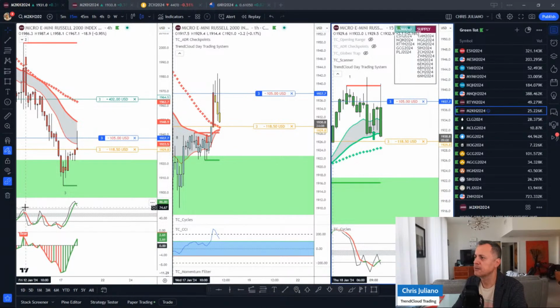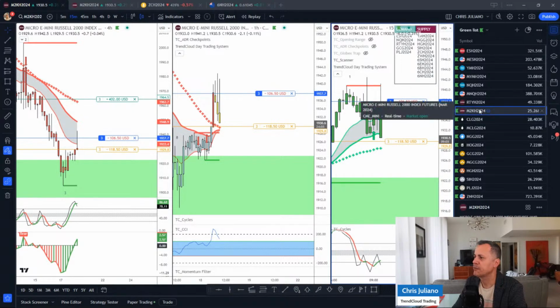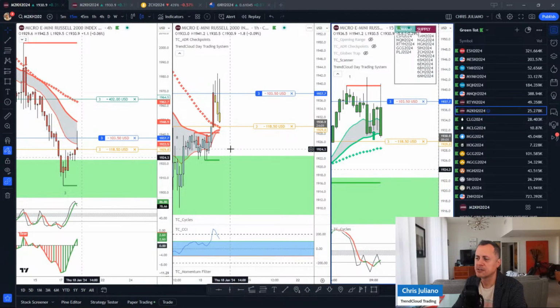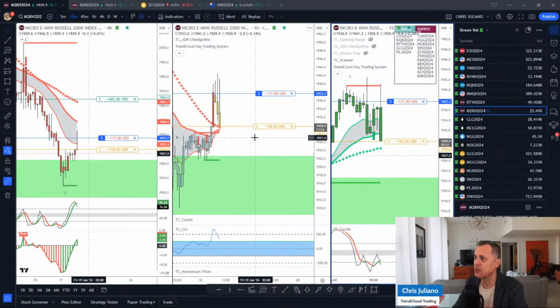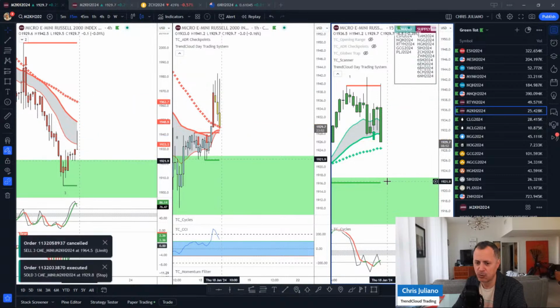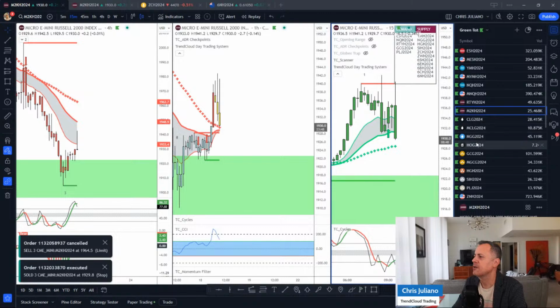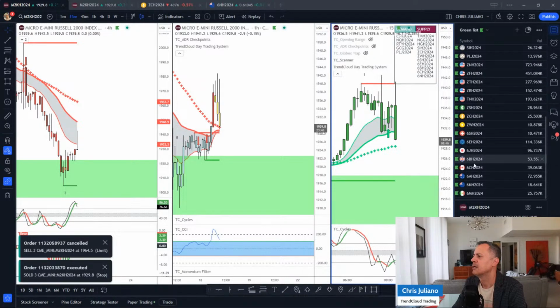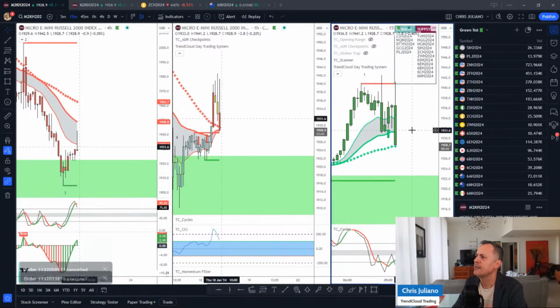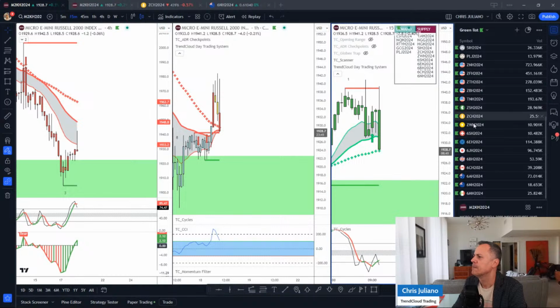Yep, not looking good. Not looking good for the micro Russell to the long side just yet. We lost that plus sign and major pullback here. Boom, we're out. We are out. Check on the euro. Good job, Kazi, on that call. Pull back to the euro. Let's see. Euro, where are you?